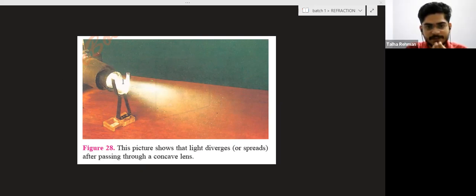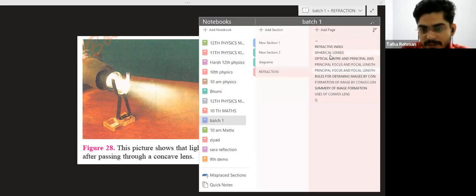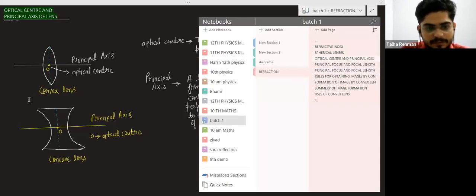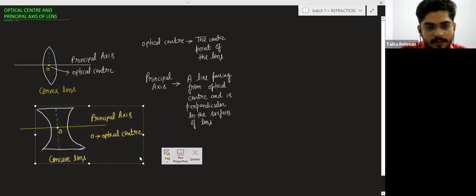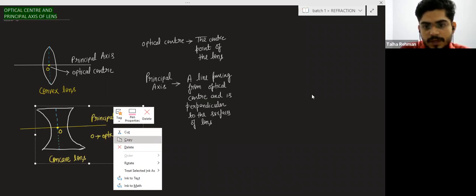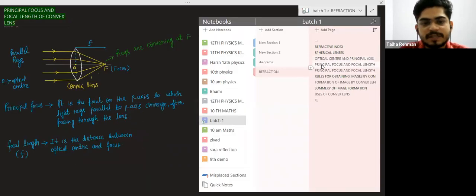So here, what is happening? Here a concave lens is placed, and light is coming from this device, and you can see that this light is getting diverged. So that is why the concave lens is the diverging lens. I will discuss it. Don't worry, I will explain how all these things are happening.